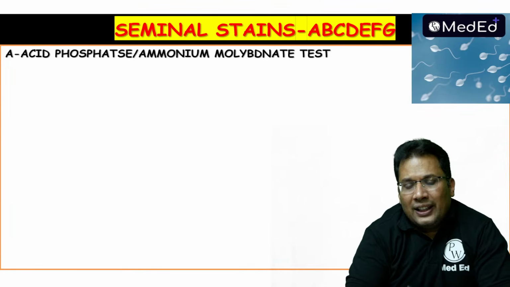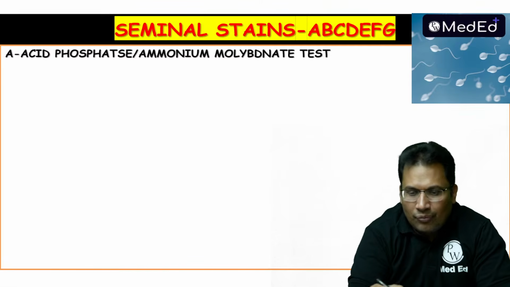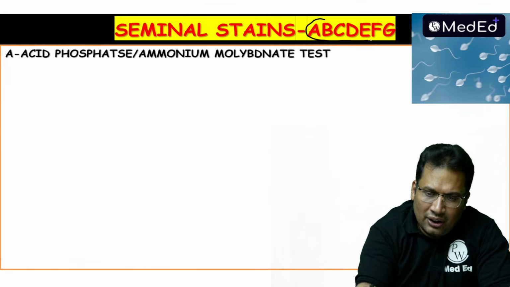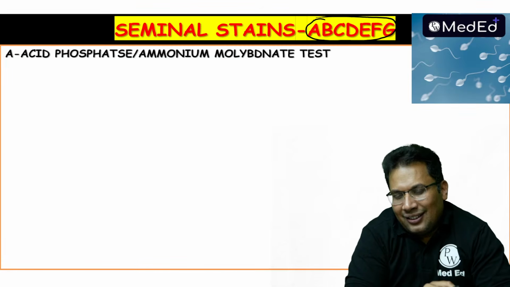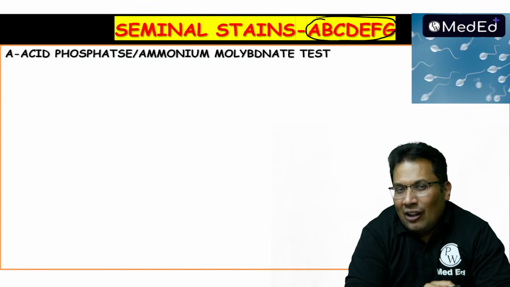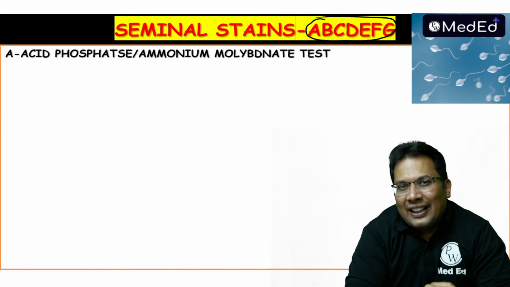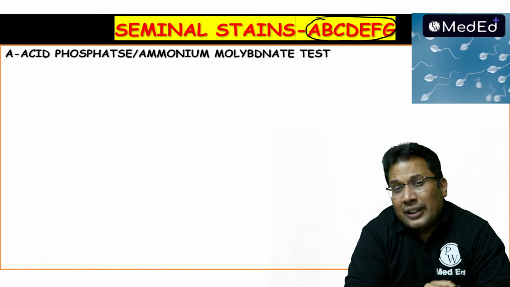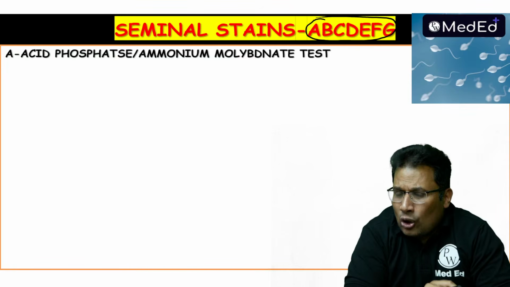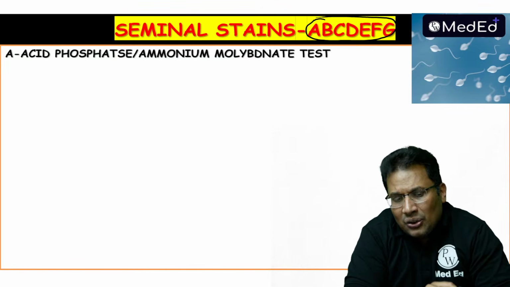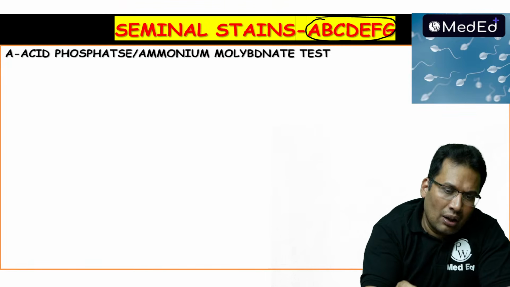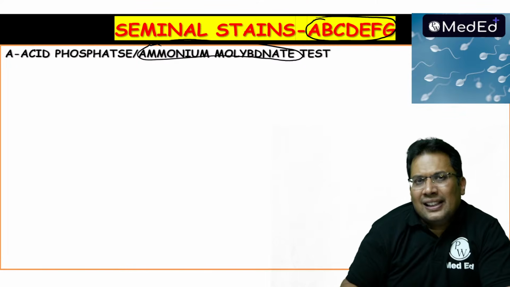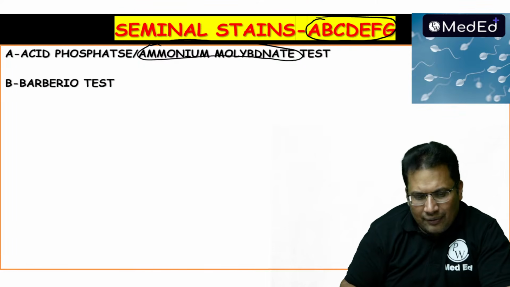Acid phosphatase. Mnemonic is ABCDEFG. So write this mnemonic in the chat box. Seminal stain is equal to ABCDEFG. Okay. A for acid phosphatase test, not apple. Acid phosphatase is an enzyme that is commonly present in seminal stain, so that is used in identification. Ammonium molybdate test, which detects phosphorus in the seminal secretion.